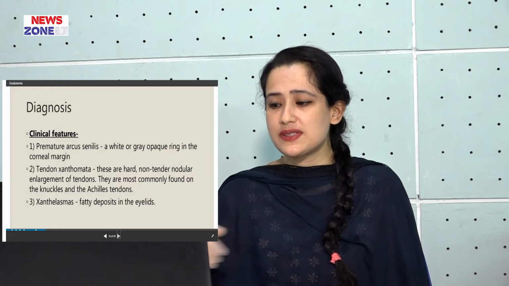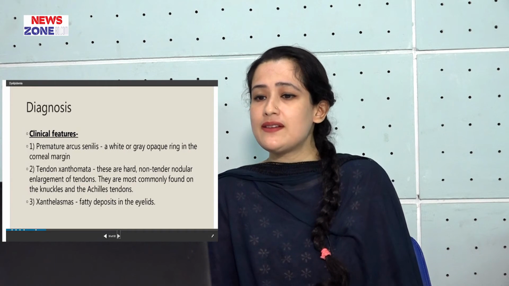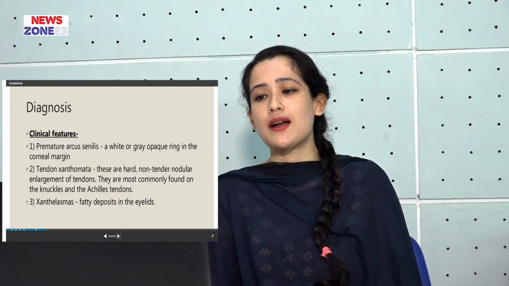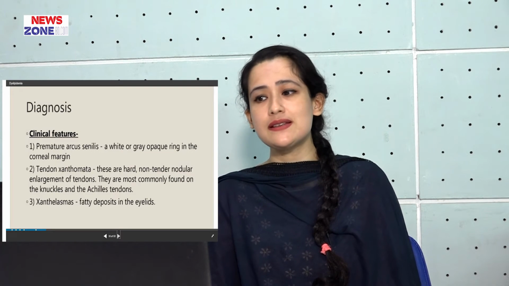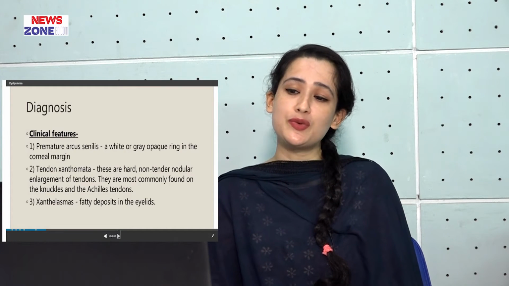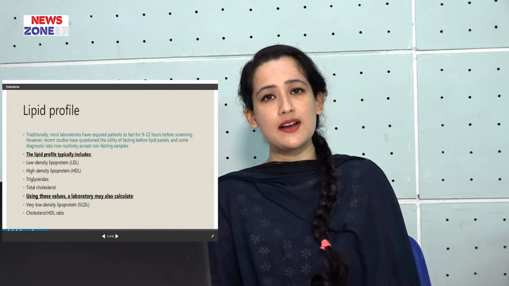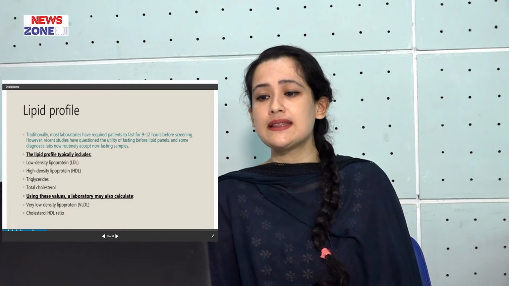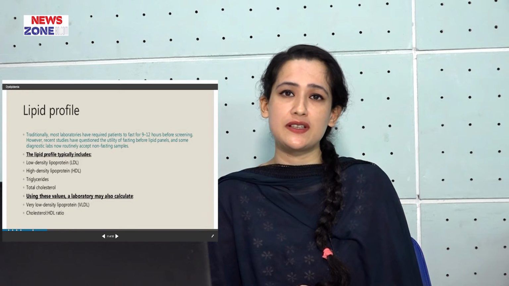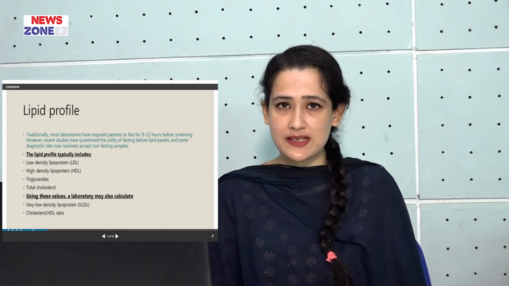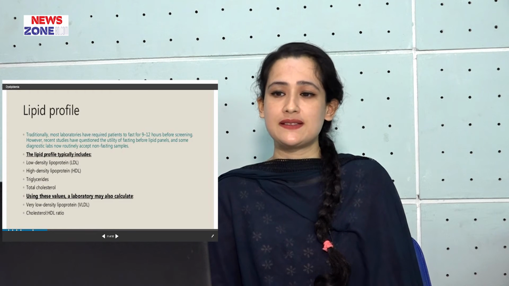Now, how we diagnose the dyslipidemia clinically? Through clinical features. The important clinical features are premature arcus senilis. It is the white and grey discoloration and opaque ring development in the corneal region. Number 2 is tendon xanthomata. This is the hardening and non-tender development and enlargement of the tendon, and it mostly occurs in the tendo-achilles. And xanthelasmas, it is the fatty deposition of the tissue under the skin of the eyelid. These are the important clinical features which can define the dyslipidemia.